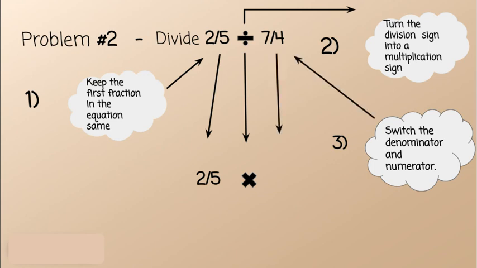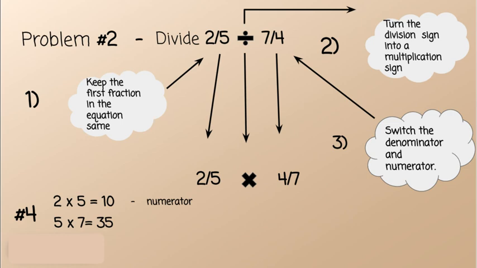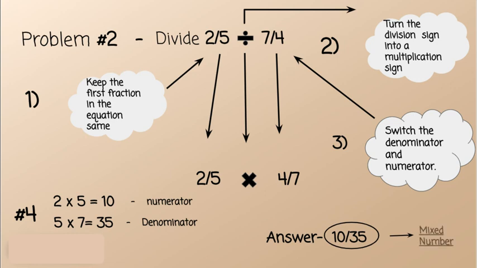So the fraction that we're going to be switching this time is 7/4. We're going to put 4 in the numerator and 7 in the denominator. And we're going to multiply them. So 2 times 5 equals 10, and that's going to be our numerator. 5 times 7, which equals 35, is going to be our denominator, and that's going to be our answer. It's not an improper fraction, so it doesn't really need to be simplified. It can't be simplified, so let's move on.